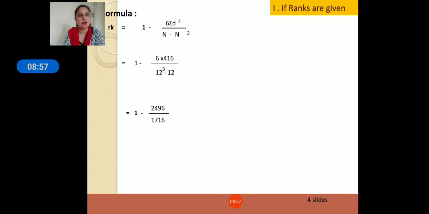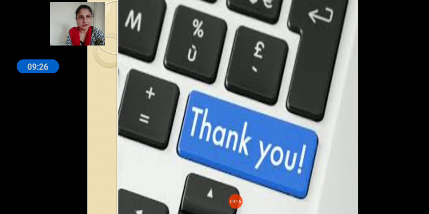And now we have to solve this one. Two methods are there: either you take the LCM or you directly divide 2496 by 1716. Here we have divided directly, and we have got 1.46. So 1 minus 1.46. Now you see 1 is smaller and 1.46 is larger, so our value will come minus 0.45. Minus 0.45 means it is a negative value.